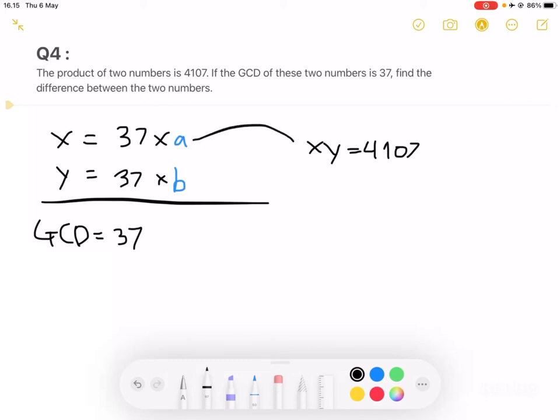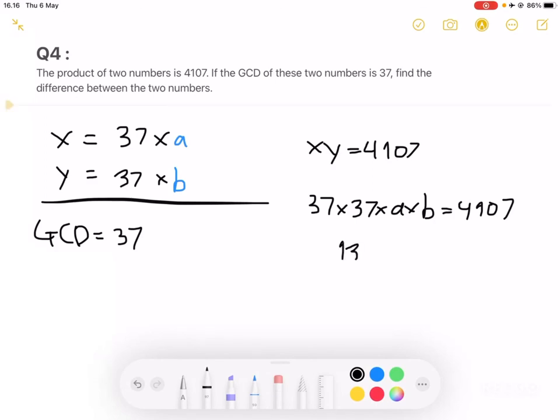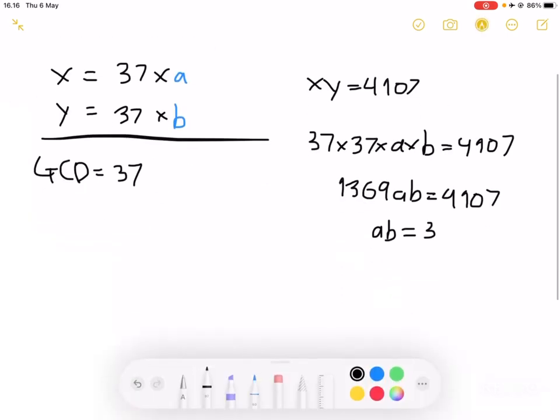So substituting the values of x and y into this equation, we will have 37 times 37 times a times b, which is 4107. This will give us 1369 ab is equal to 4107. That means a times b must be equal to 3. Now keep in mind that we assume that a and b are co-prime, and not to mention they are also integers.